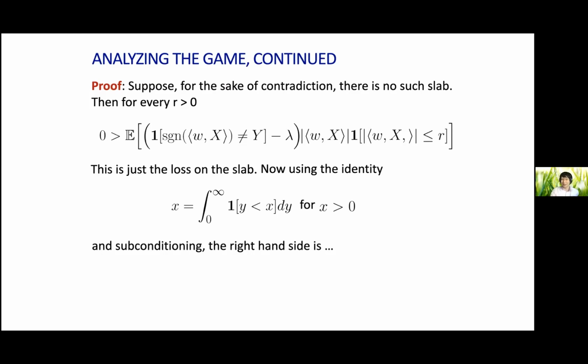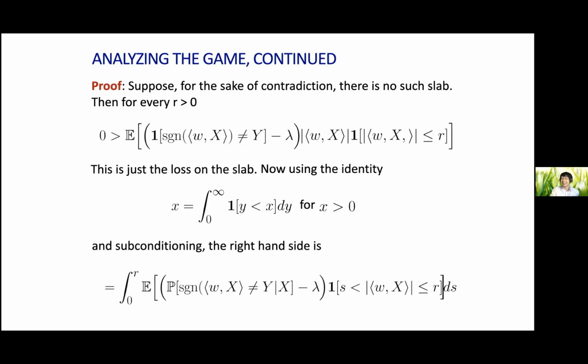Now, this is a trick that was used in the GGT paper and maybe some other older papers. We don't like this absolute value of W dot x term because it doesn't look similar to the 0,1 loss. But we can use the identity that x is the integral of the indicator of y less than x dy. By plugging that in, we can use linearity of expectation and rewrite this in a slightly nicer way, where this identity got rid of the absolute value.